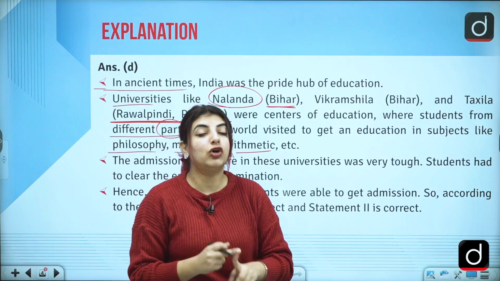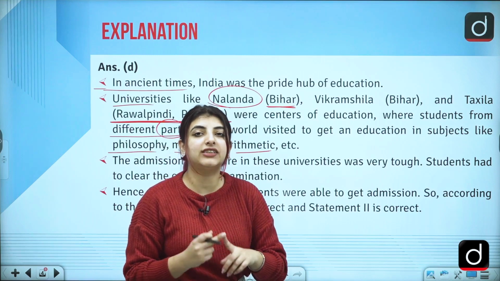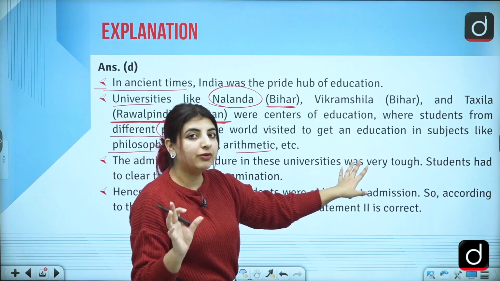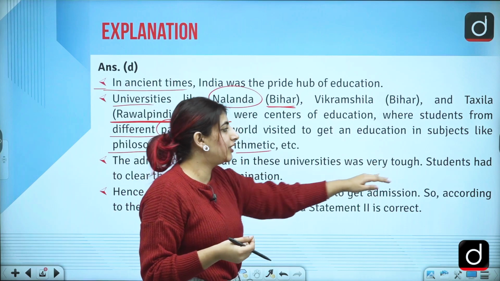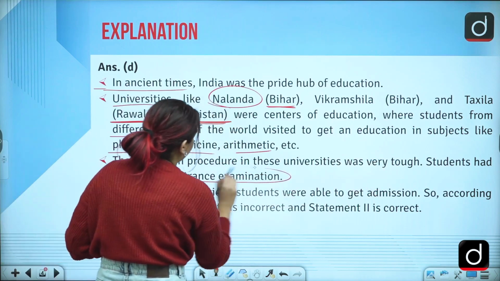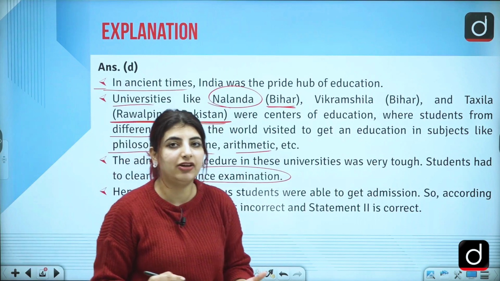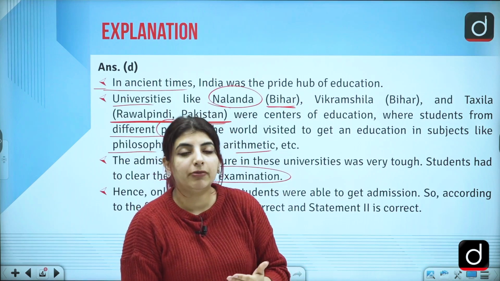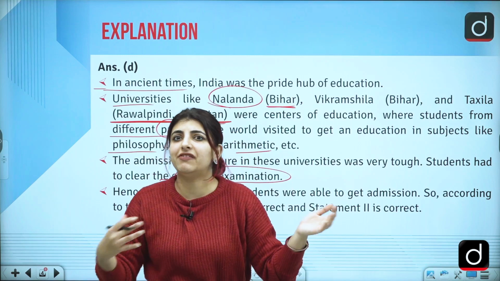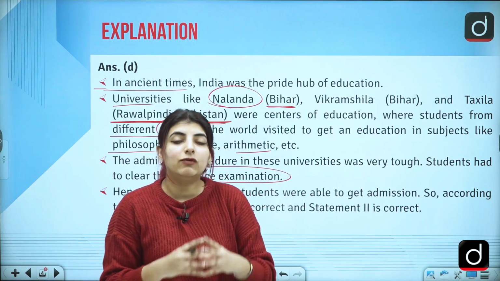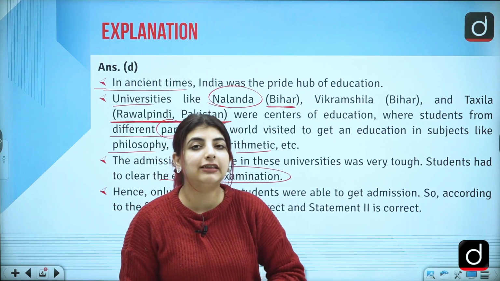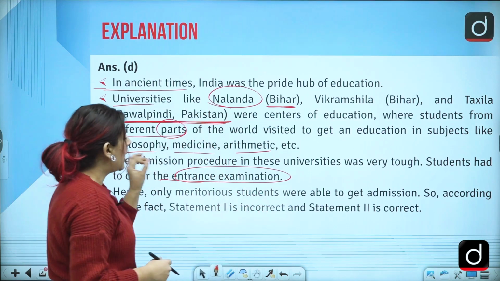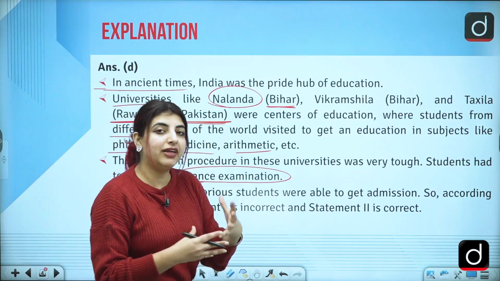So yes, there was a rigorous procedure as far as the entrance test was concerned when it came to these ancient universities in India. The admission criteria or procedure or the entrance test used to be tough. Students had to clear the entrance examination. So the concept of entrance examination, which we think is really new to our perceptions, is not, because even in the ancient or Vedic times, from the 7th century or the 5th century BC, this thing was prevalent. Students had to give a certain kind of entrance test to get enrolled in a course in the university. Hence, only meritorious students were able to get admission. So the best of them used to come.